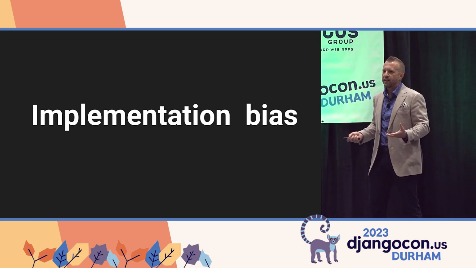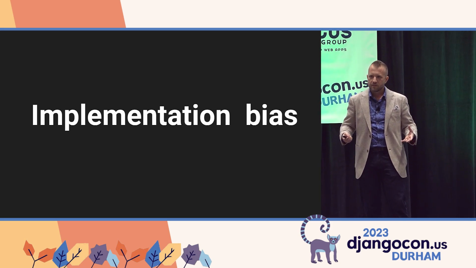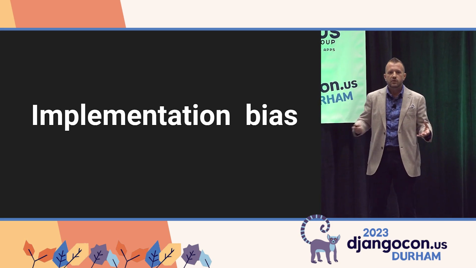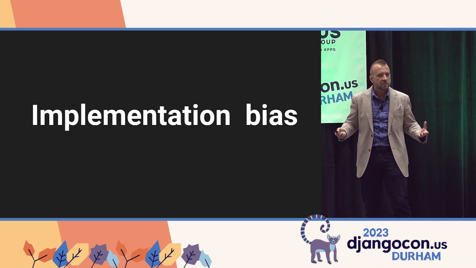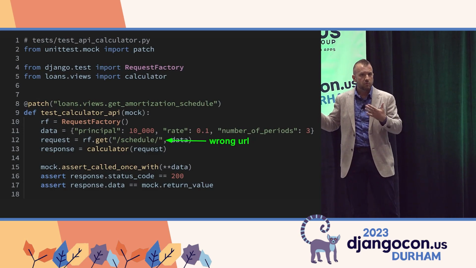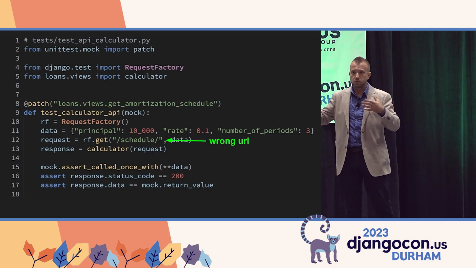And what I mean by that is that our tests aren't actually testing how things work. They're testing the way the thing was built, right? And that means that we can't make any changes to it, right? It's completely immutable. So here's an example of that implementation bias. It's a test for that view that I showed you, the calculator.